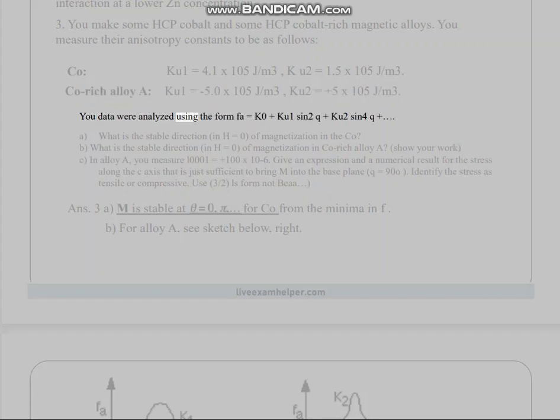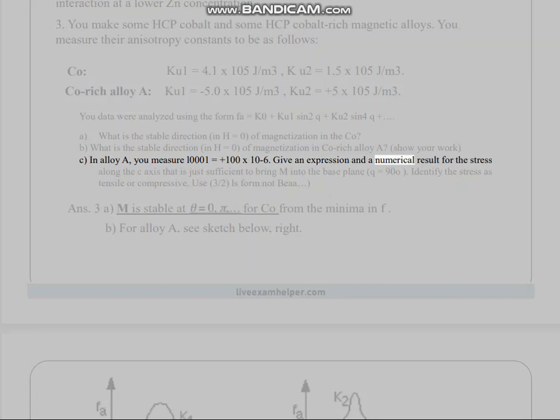The data were analyzed using the form Fa equals K0 plus Ku1 sin^2 theta plus Ku2 sin^4 theta plus and so on. A. What is the stable direction, in H equals 0, of magnetization in the Co? B. What is the stable direction, in H equals 0, of magnetization in Co-rich alloy A? Show your work. C. In alloy A, you measure lambda 0001 equals plus 100 times 10 to the minus 6.